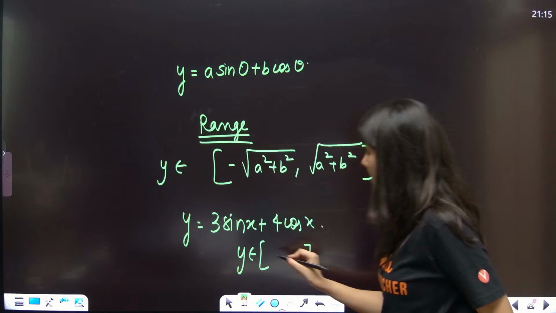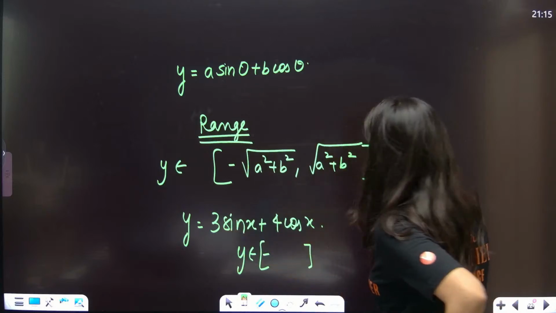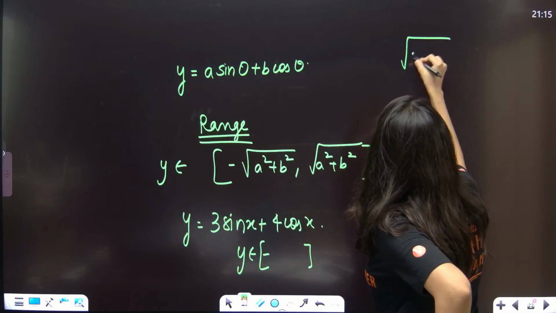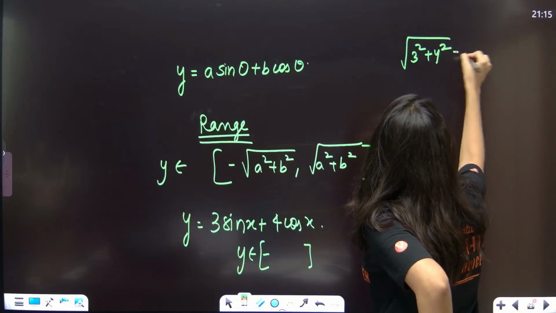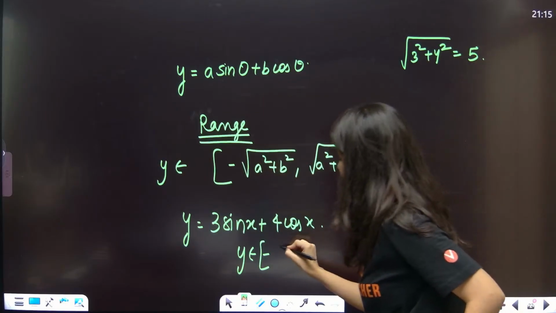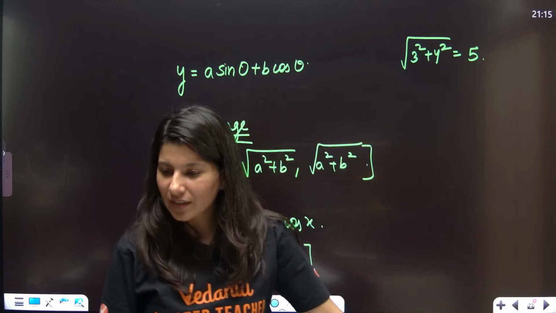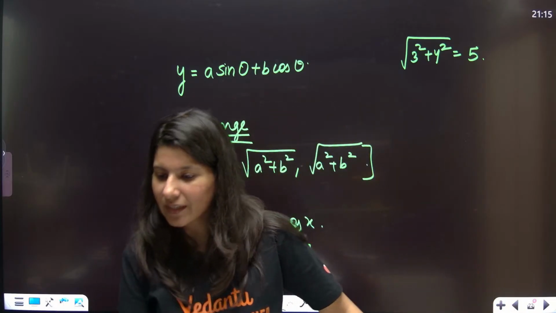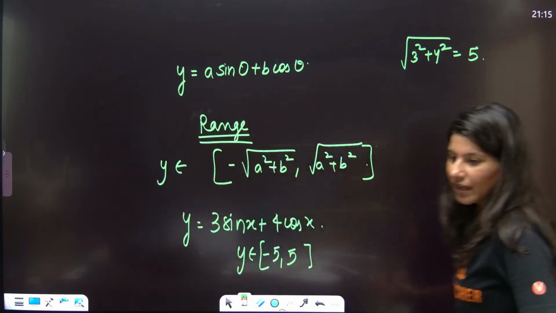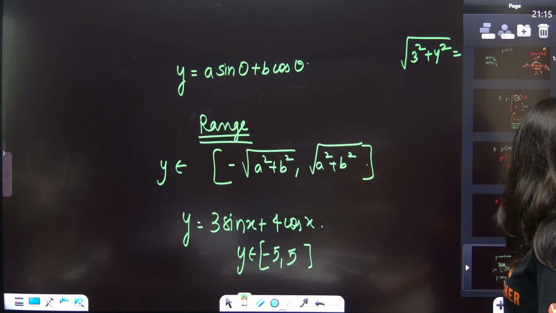This is going to be minus of square root of 3 square plus 4 square, which is what? 5. So minus 5 comma plus 5 is the range. Everybody? Yes, Ronit? Gokul Raj, absolutely right. And AVM, no, you are partially correct.